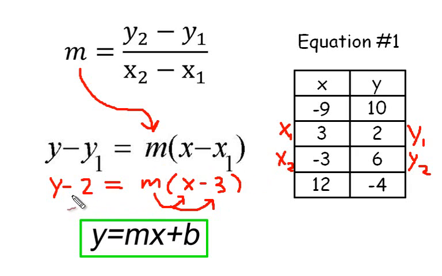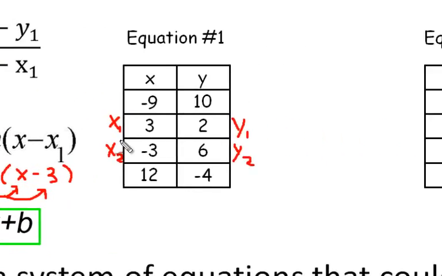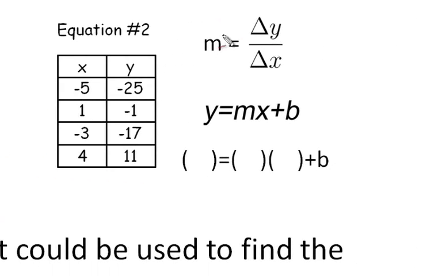After I distributed, I would add 2 to both sides, and I would get my answer. So if you don't have a calculator and can't do stat edit, I want you to try this method to find your equation.